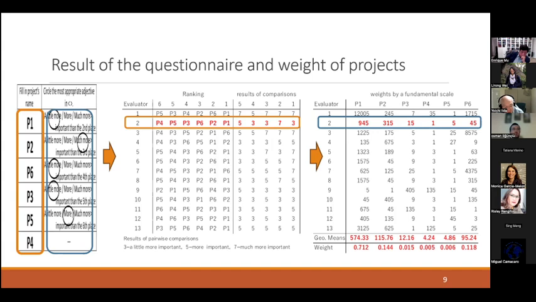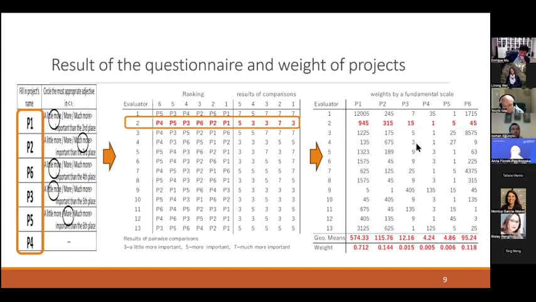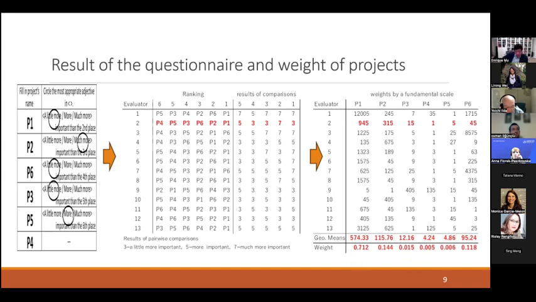Note that normalization has not been applied here. And finally, to calculate the collective evaluation value, the geometric mean of the results from all participants is calculated and normalized in the context of AHP, and then we derive the overall evaluation value. This is the overall evaluation value of a group.